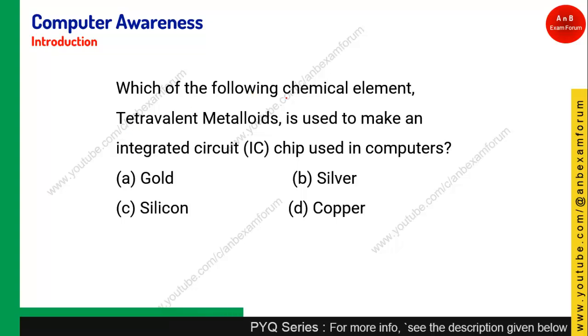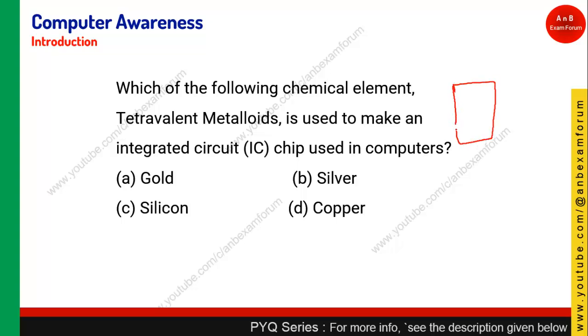Which of the following chemical element tetravalent metalloids is used to make integrated circuit chips in the computer? If you have some knowledge about the motherboard, there are certain ICs in that motherboard, the physical part. Those ICs mean integrated circuits. They are made of gates, and all the ICs are made up of semiconductors. If you see all these four options, silicon is a semiconductor. Those who have given option C, well done. The chemical element which is found on IC is silicon. So option C is the correct answer.